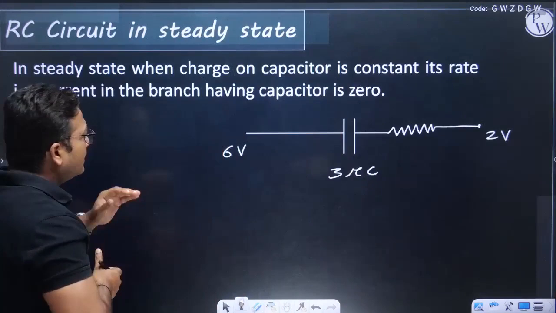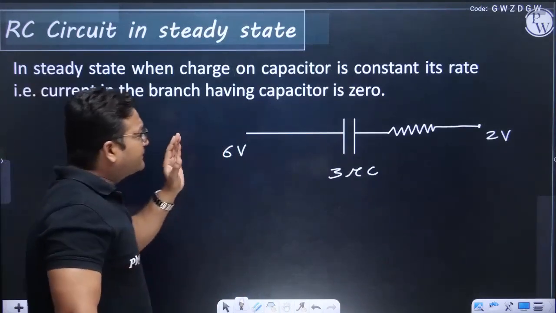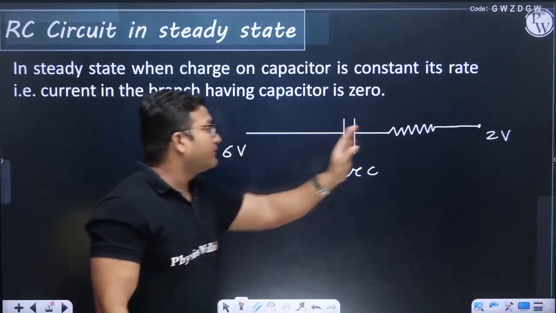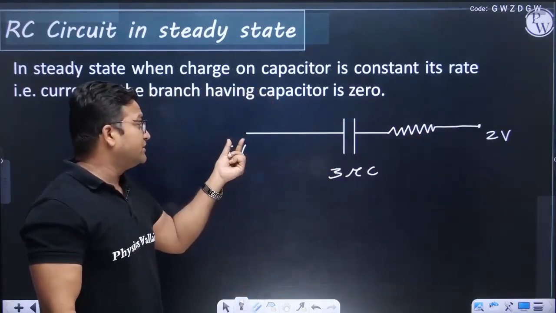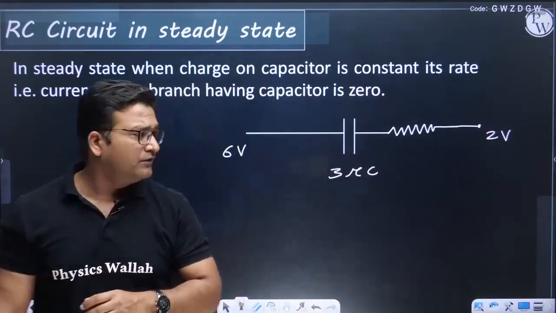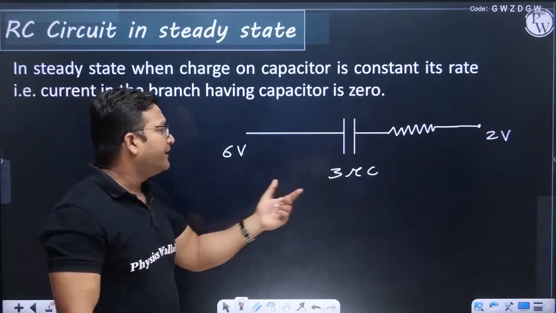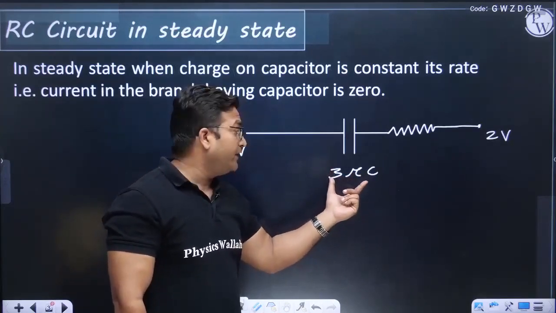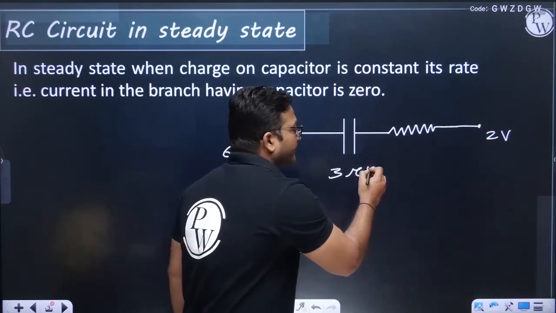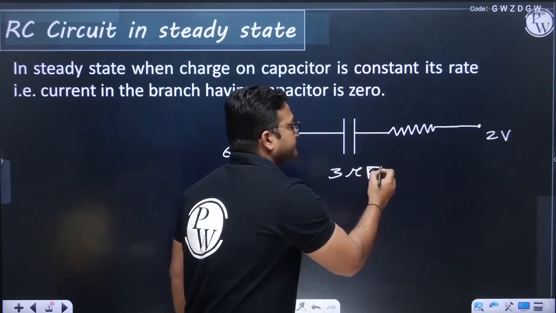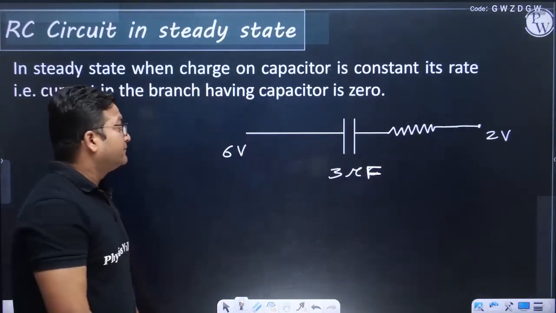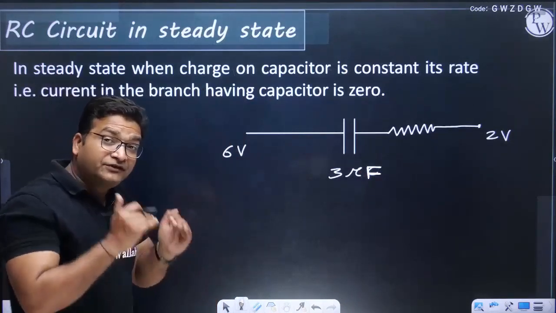Okay. So suppose this is the circuit, this is the branch of a circuit, and on the left and right point of the branch, the potentials are 6 volt and 2 volt, right? 6 volt and 2 volt. I'm taking a numerical example, right? And the capacitance is 3 microfarad. Yes, the capacitance is of 3 microfarad.